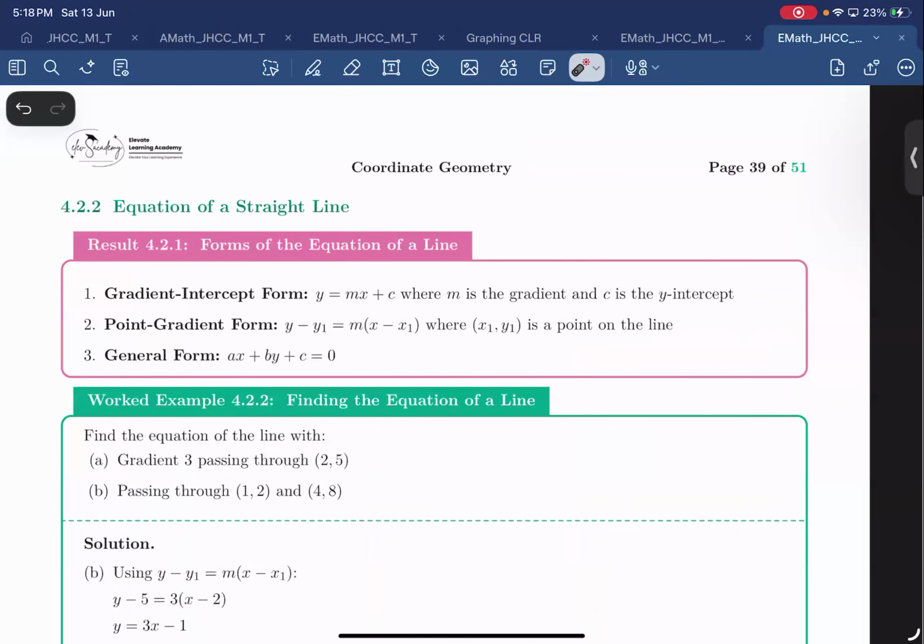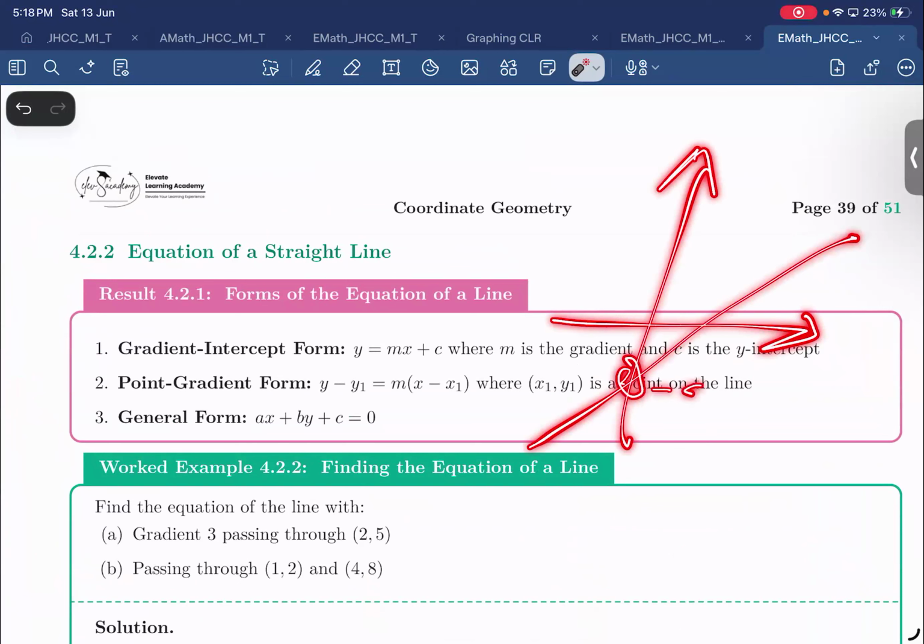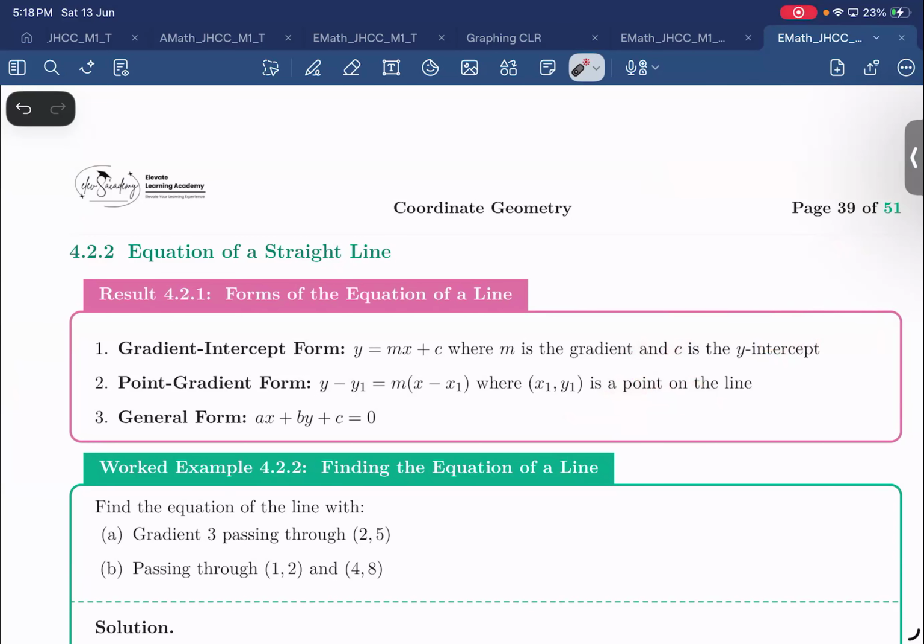Now, we define a straight line using the gradient, and also the y-intercept. If you draw it on the graph, this is going to be the y-intercept. Usually, we denote it with the letter C. The letter C will tell us the y-intercept, and M is the gradient.